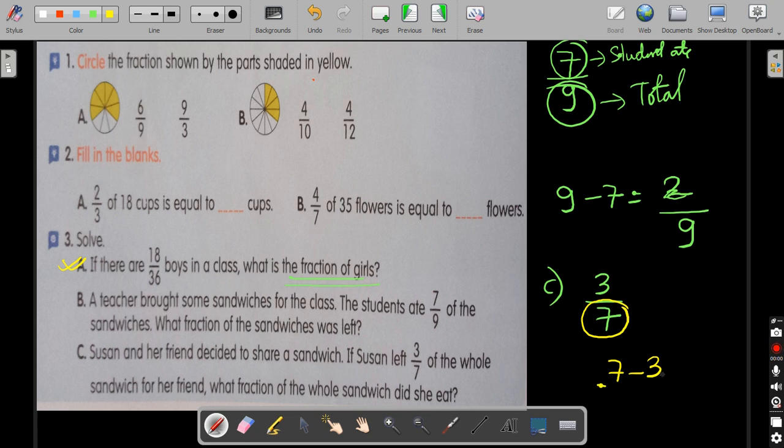7 minus 3. This is your total, correct? 7 minus 3, because 7 is total and 3 she already left. So 7 minus 3, how much is left? 4 left. And total is how many? 7. So 4 by 7 is the answer. Hope you are getting the logic of how to solve this question. Okay, now let us move to the next question.